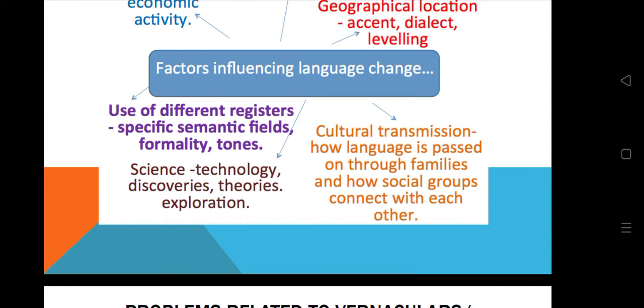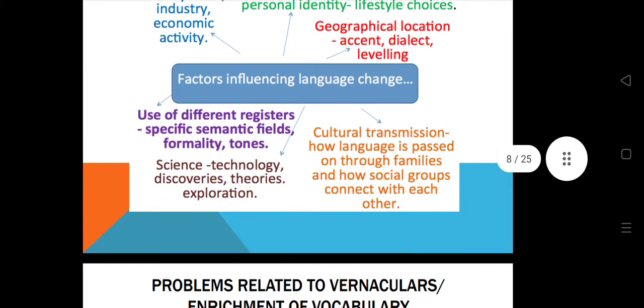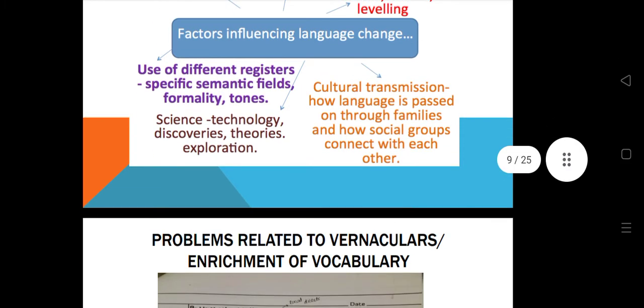And again, there was advancement in science and technologies, discoveries, theories, and cultural transmission. So how language is passed on through families, social groups connected with each other. These are all factors which are responsible for language change.